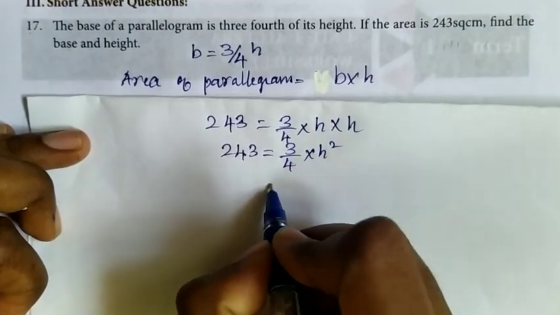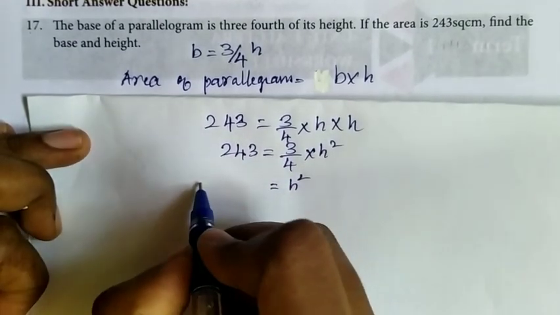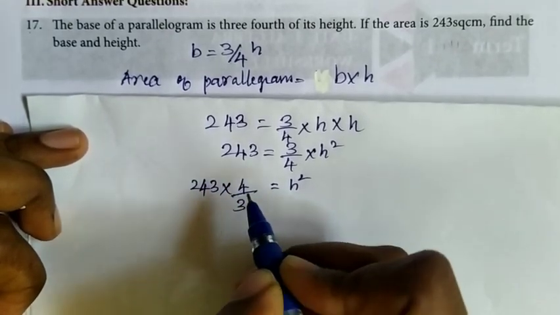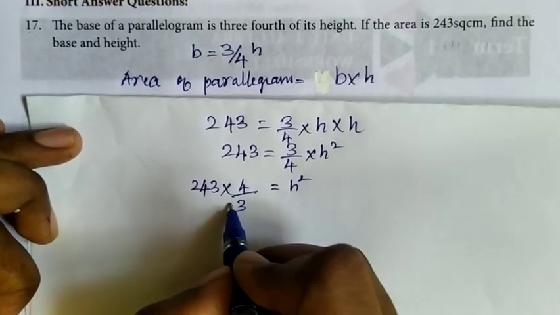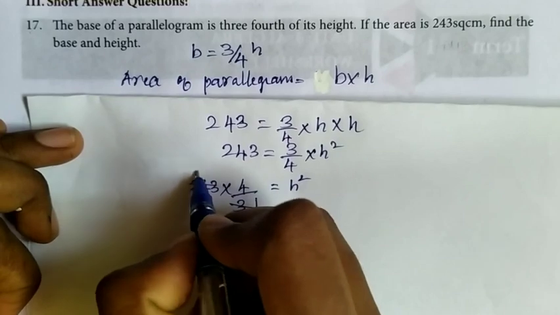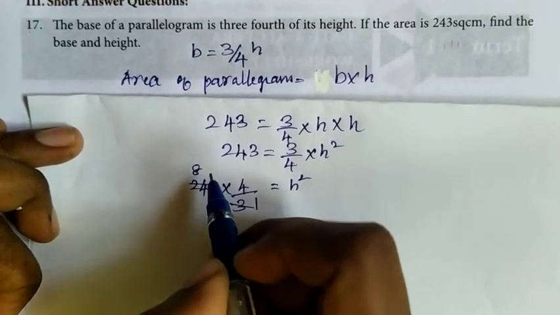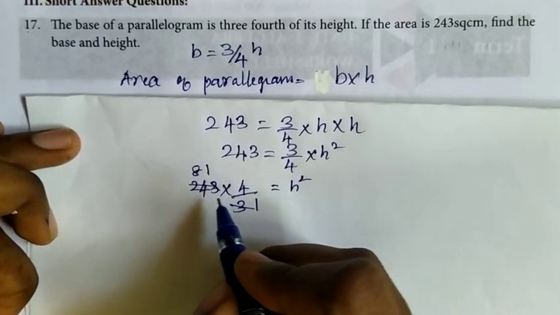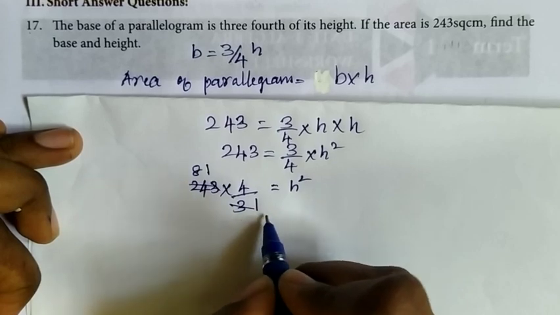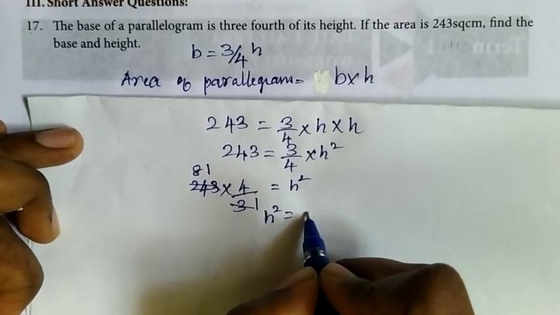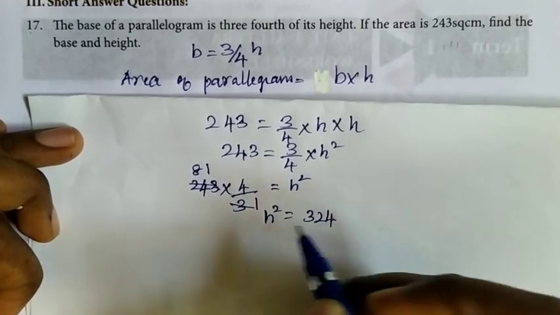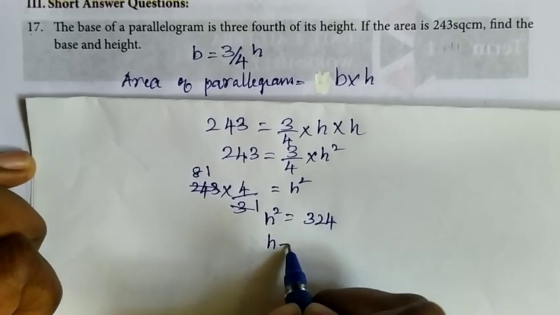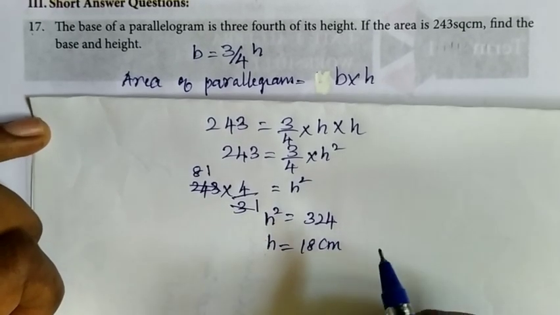Keep h square here. So this side changes as 243 into 4/3. Cancel it by third table. 3 1 is 3. 3 8 is 24 and again 3 is there. 3 1 is 3. Then multiply 81 and 4, we get h square is equal to 324. While taking square root of 324, we get h is equal to 18 centimeter.